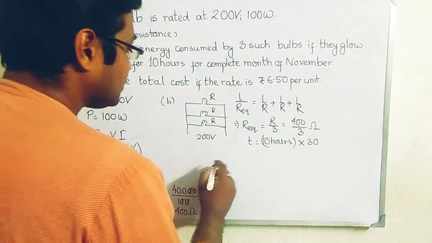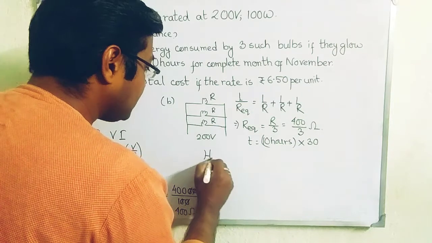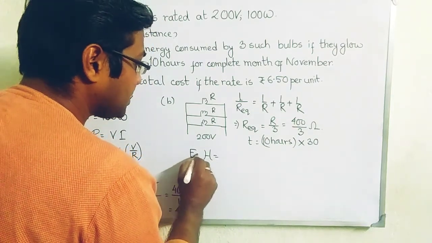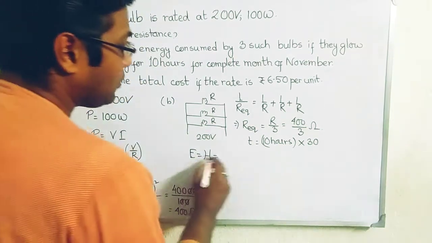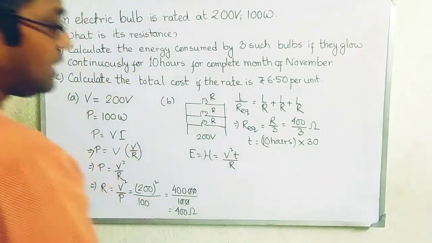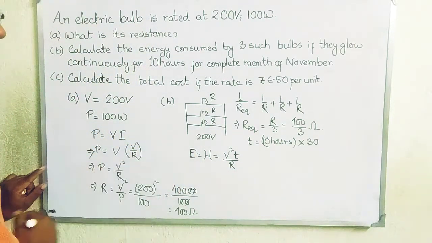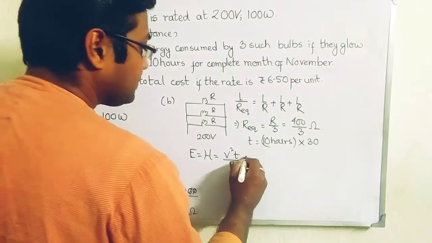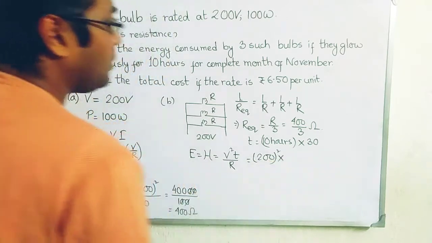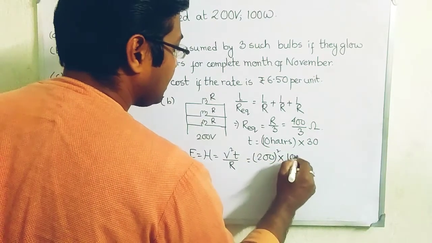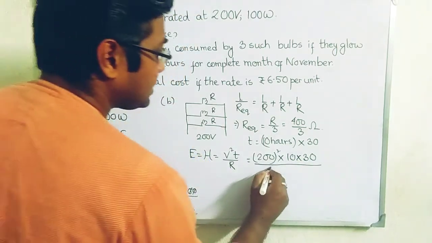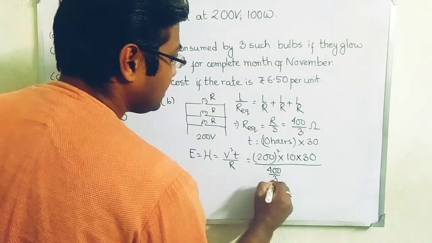Okay. So if I go for the amount of heat generated, which is the energy consumed, basically we go for the formula that is V square into small t divided by R. Other than I square RT, another form is V square T by R. What is V? V is 200 whole square. What is the time? Time is 10 into 30. What is resistance? Resistance is 400 divided by 3.